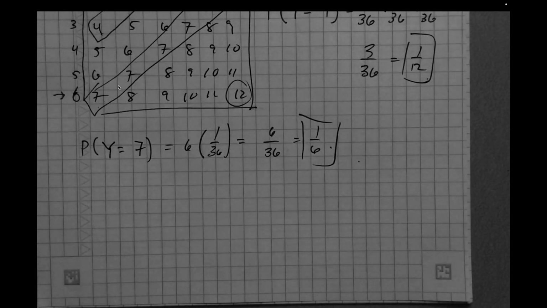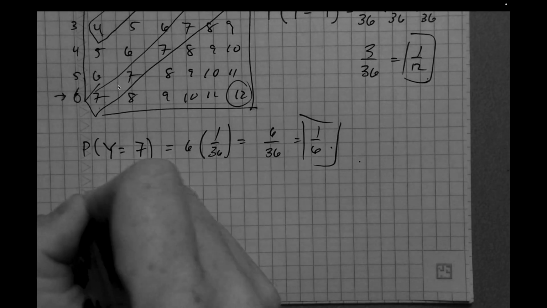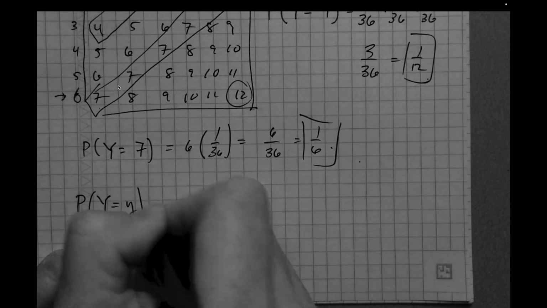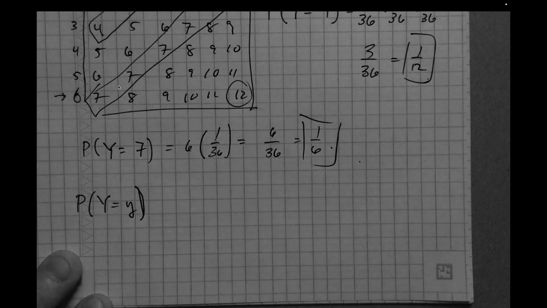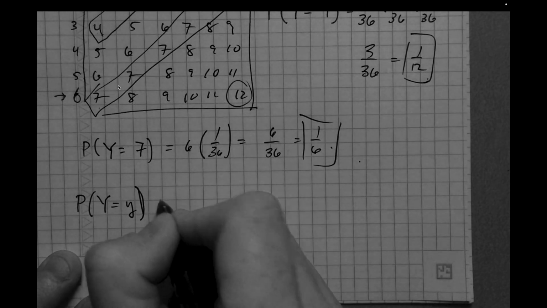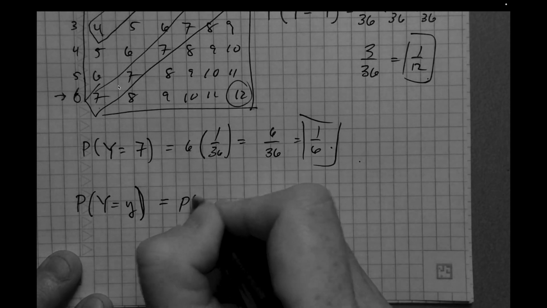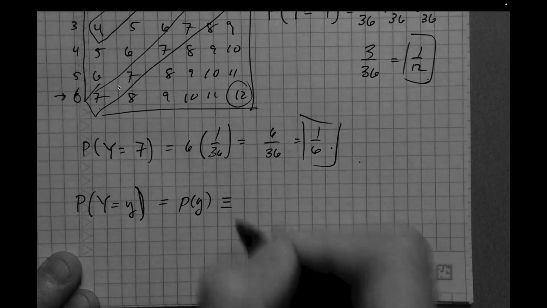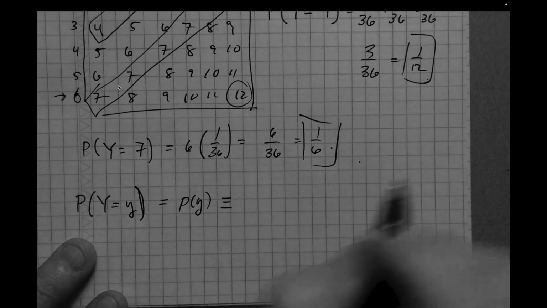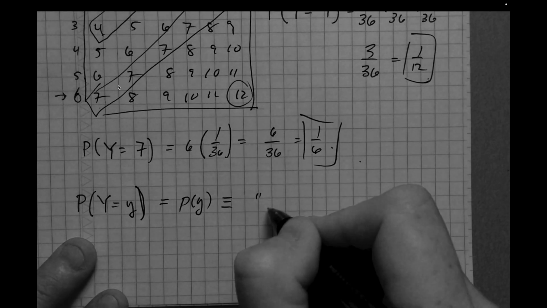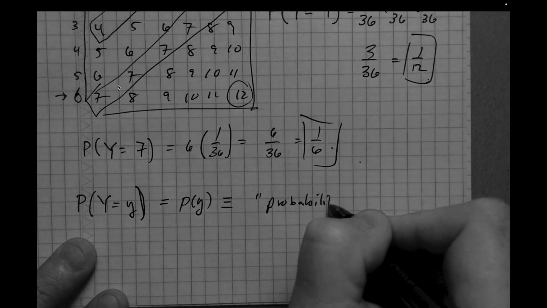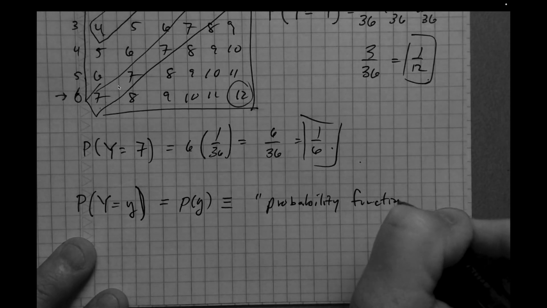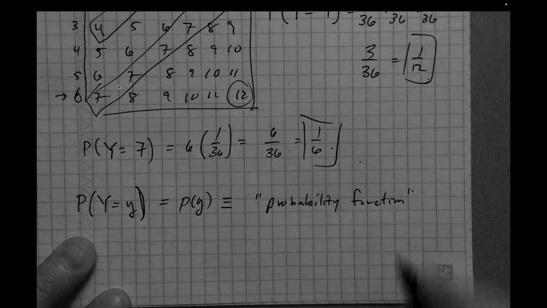Now, just a little bit on notation. Sometimes we'll use the notation P(Y = y), and oftentimes we will abbreviate this as just P(y). This is a longer hand, and this is a shorter hand. These functions are going to be referred to frequently as the probability functions, specifically for the random variable Y.